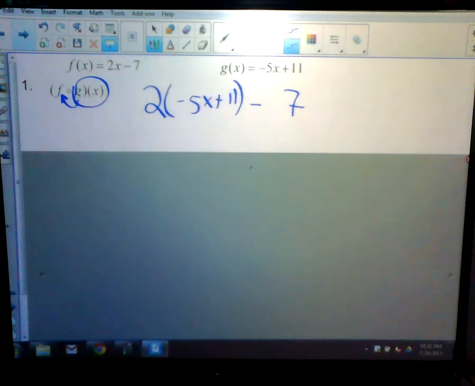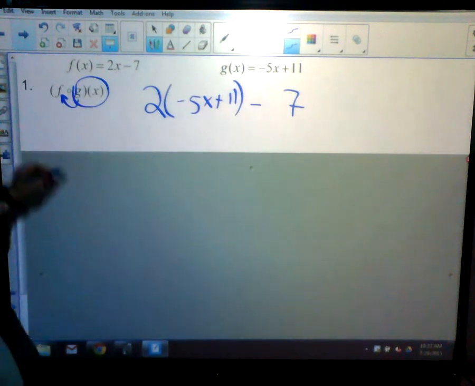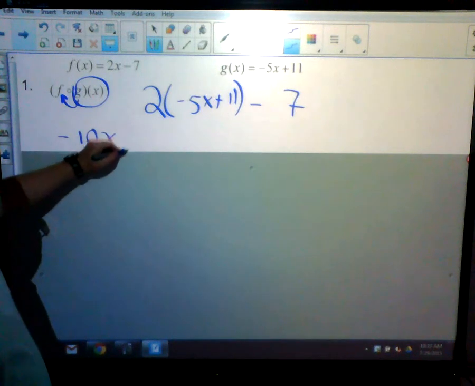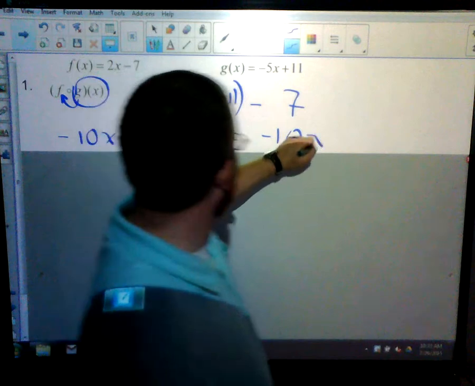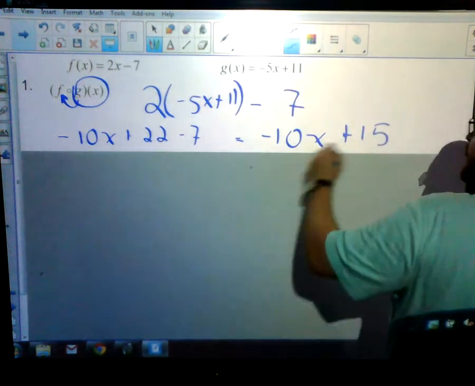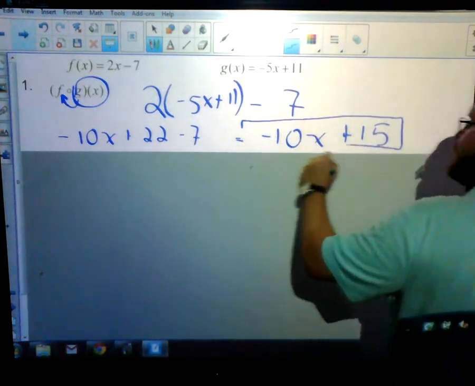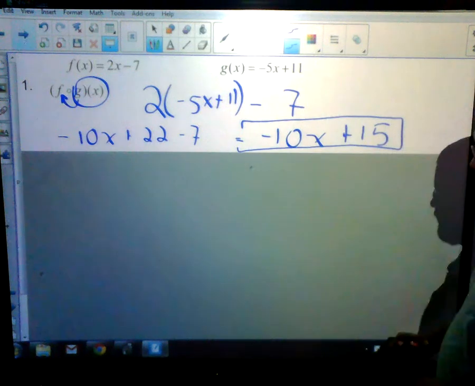So now I put the g function into f. That's negative 10x plus 22 minus 7. That's negative 10x plus 15. That's f of g of x.